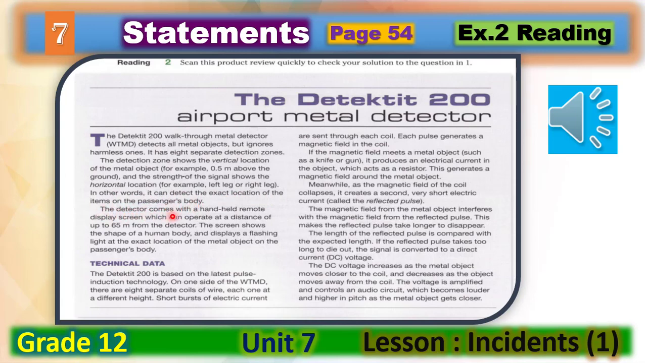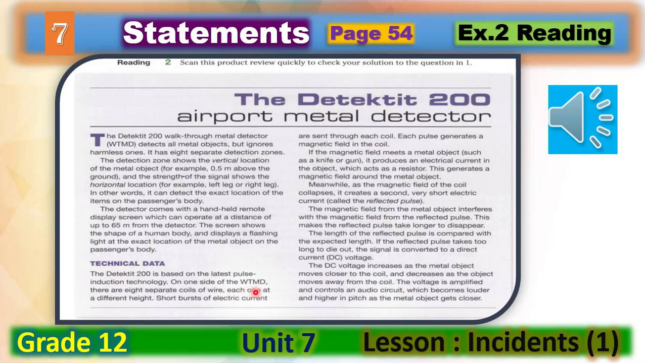The detector comes with a handheld remote display screen which can operate at a distance of up to 65 meters from the detector. The screen shows the shape of a human body, and displays a flashing light at the exact location of the metal object on the passenger's body. Technical data. The Detect 200 is based on the latest pulse induction technology.